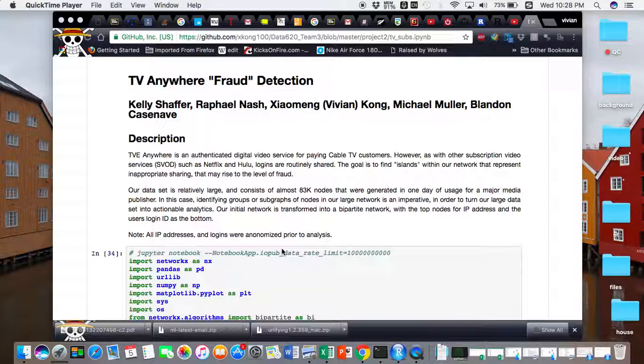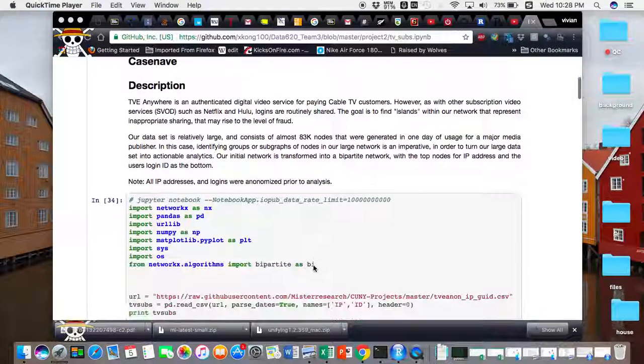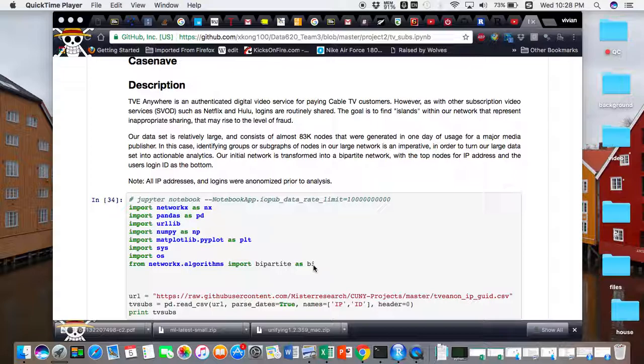Our data is large. Our data is 83,000 nodes for 1 day of usage. For such a large network, we're going to try to find the sub-network from it. First of all, we have to separate it into a bipartite network with top nodes as IP addresses and bottom nodes as login IDs. The IP address is what we are mainly focused on.